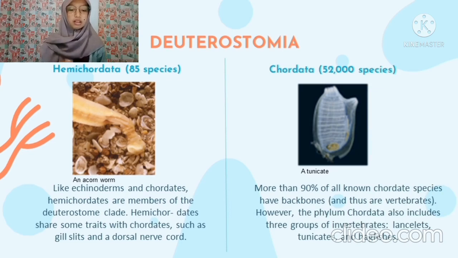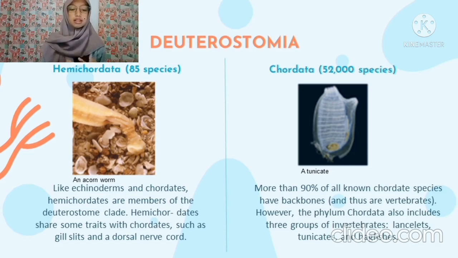Okay, the first deuterostome is hemichordates. There are 85 species of hemichordates in the world. Like echinoderms and chordates, hemichordates are members of the deuterostome clade. Hemichordates share some traits with chordates, such as gill slits and a dorsal nerve cord.